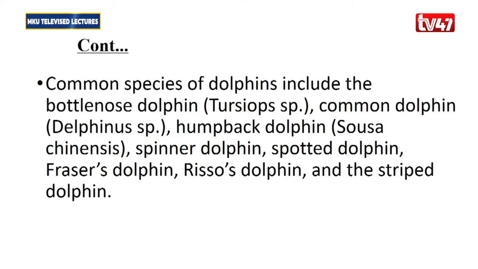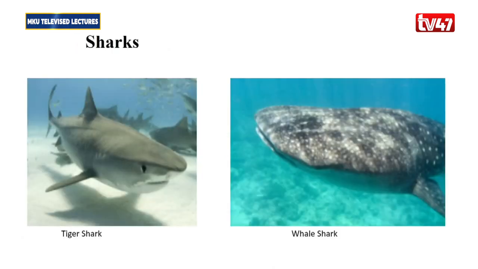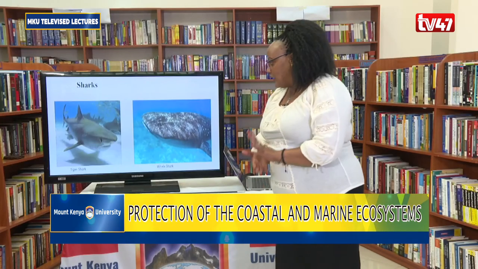Common species of the dolphin include the bottlenose dolphin, which is the Tursiops species. We have the common dolphin, that is the Delphinus species, the humpback, the one I've showed you, which is the Sousa chinensis. We have also the spinner dolphin, the spotted dolphin, Fraser's dolphin, the Risso's dolphin, and the striped dolphin. All those are dolphins, and they are also large mammals that have found their existence in the coastal and the marine ecosystem.